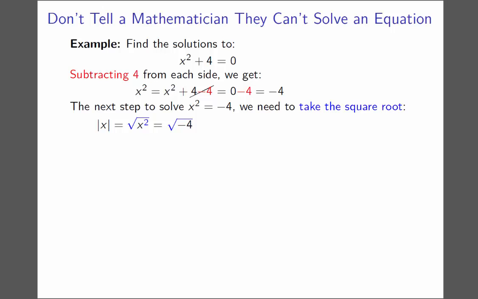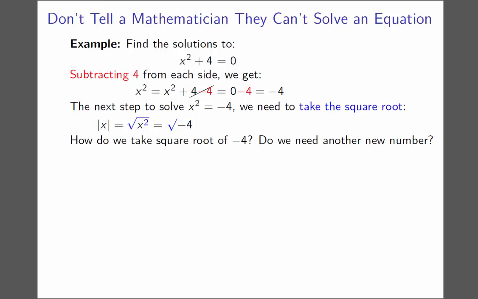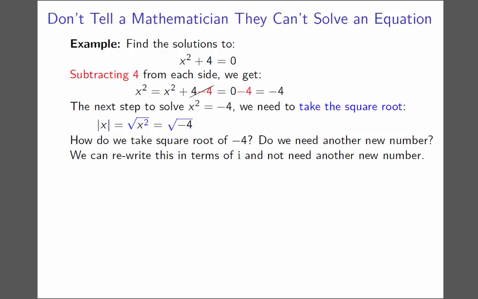Now, how do we take the square root of negative 4? Do we need another new number? Here, we don't. We can get away with writing this in terms of the number i, which we already invented, and we don't need any other new numbers. To do this, we realize that we can write negative 4 as 4 times negative 1. And then we can split this square root up as the square root of 4 times the square root of negative 1. The square root of 4 is just 2, and the square root of negative 1 is i, so what we have is 2 times i.